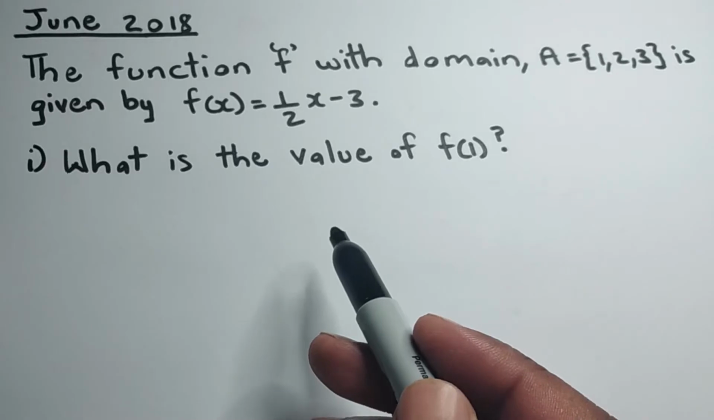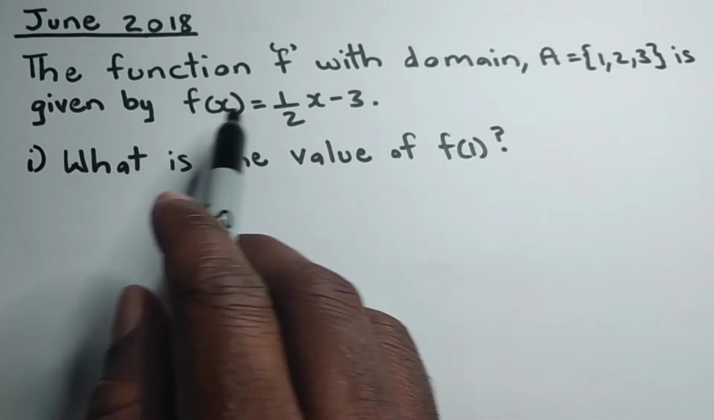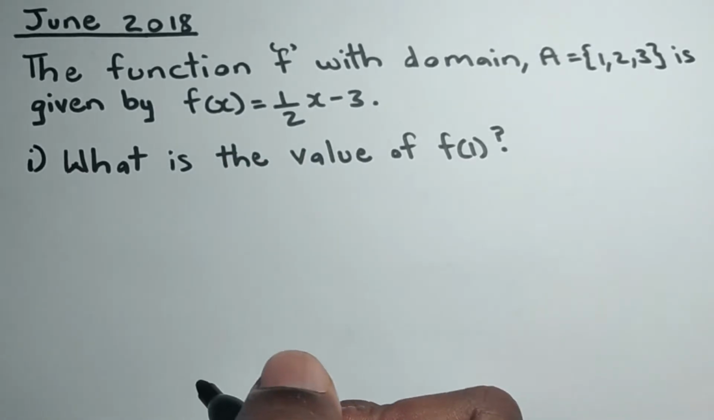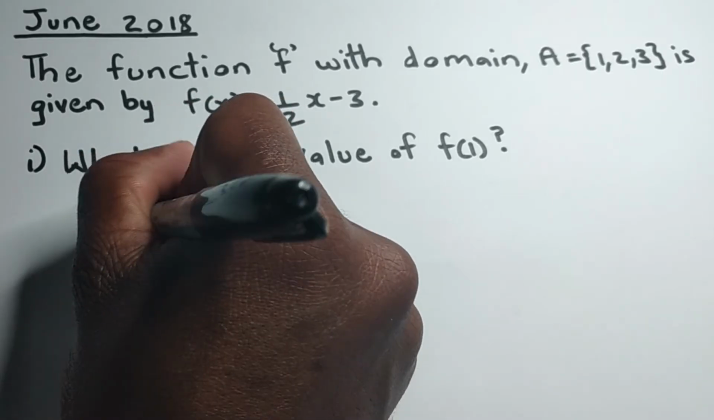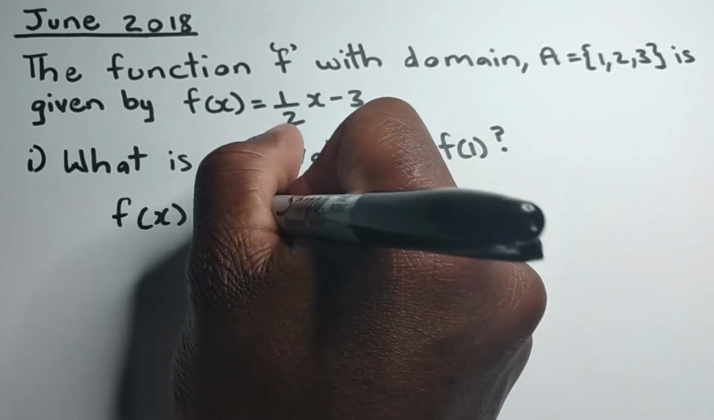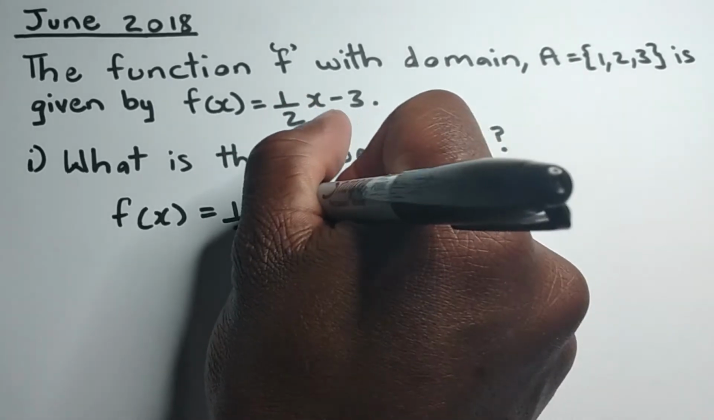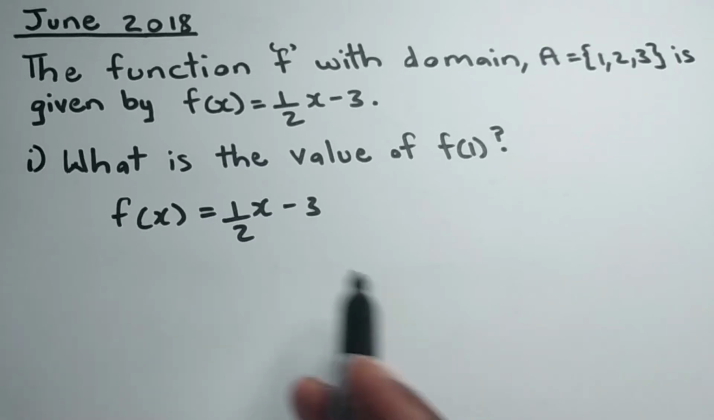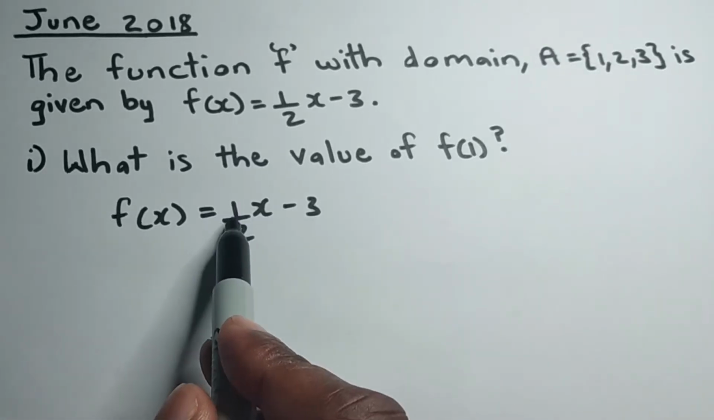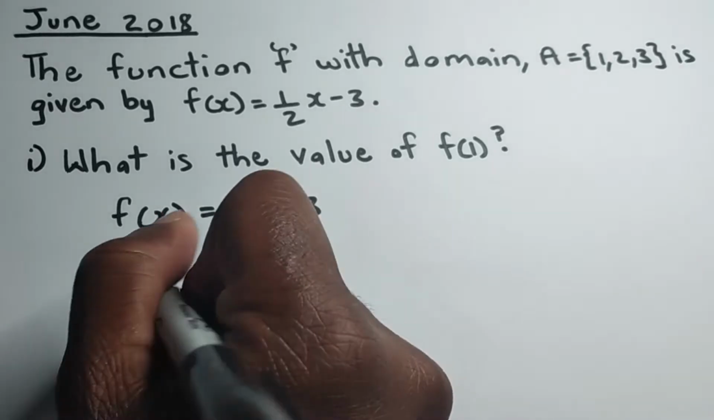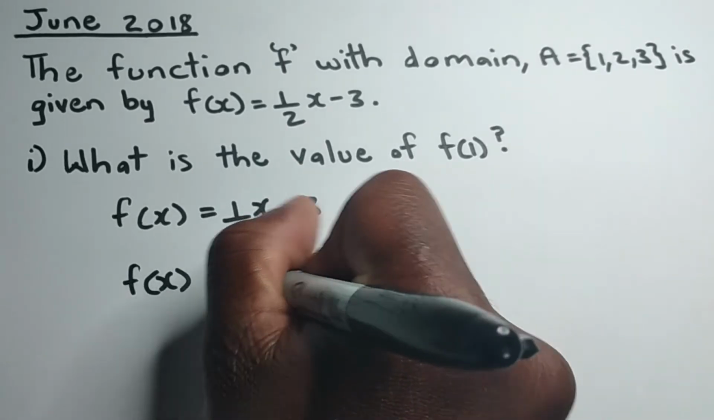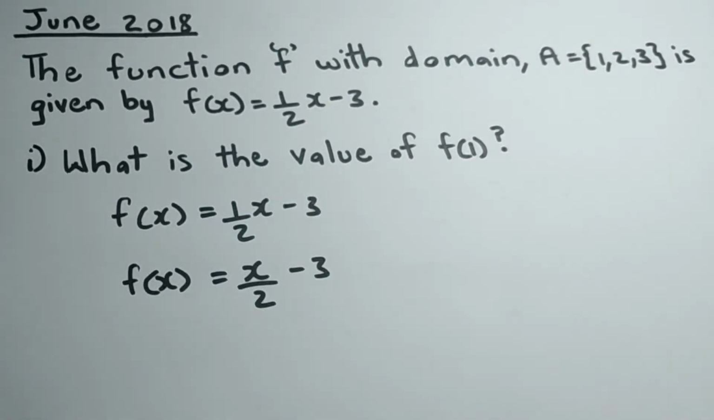All this requires us to do is substitute 1 into the function f(x) = 1/2 × x − 3. So let's do that. Here we have the function f(x) = 1/2 × x − 3. Before I substitute 1, another way we can rewrite this function is f(x) = x/2 − 3. I guess this is nicer to look at, so you can always do that.